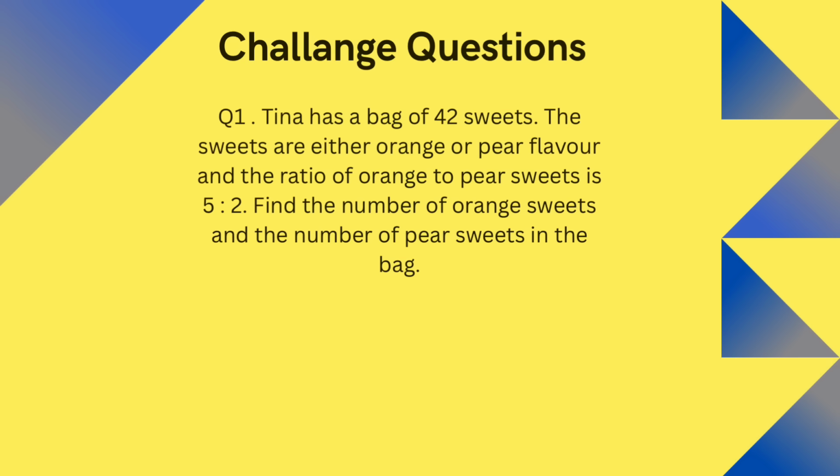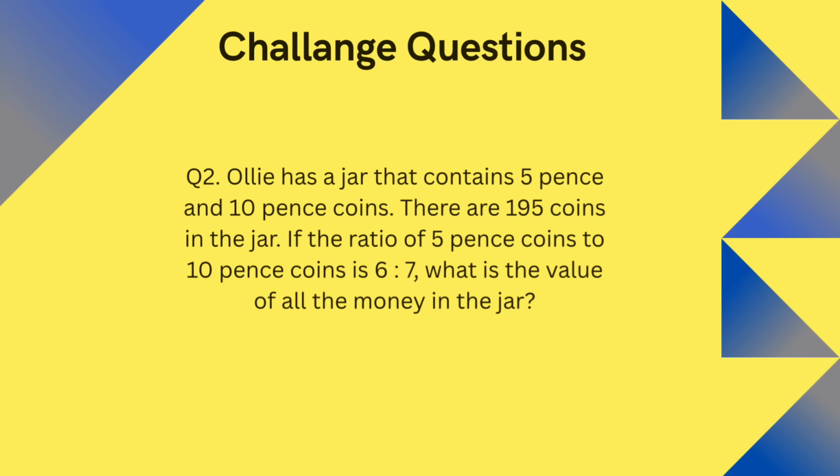Challenge yourself. Question 1. Tina has a bag of 42 sweets. The sweets are either orange or pear flavor, and the ratio of orange to pear sweets is 5 to 2. Find the number of orange sweets and the number of pear sweets in the bag.